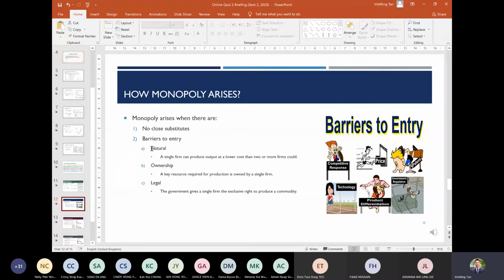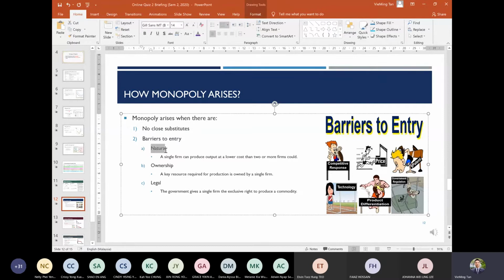So if the existing company is already able to produce the product at very low cost and achieve the economies of scale, that means that if a new firm wants to come in to compete, then they also have to set up the new firm with very low cost in order to compete with the existing company. And this type of barrier is called natural barriers to entry. Natural barriers to entry means a new firm must match the existing firm with very low operating costs in order to achieve the economies of scale. Otherwise, it cannot come in.